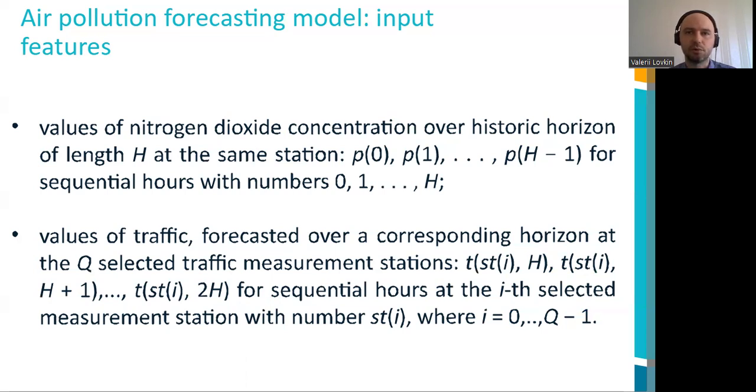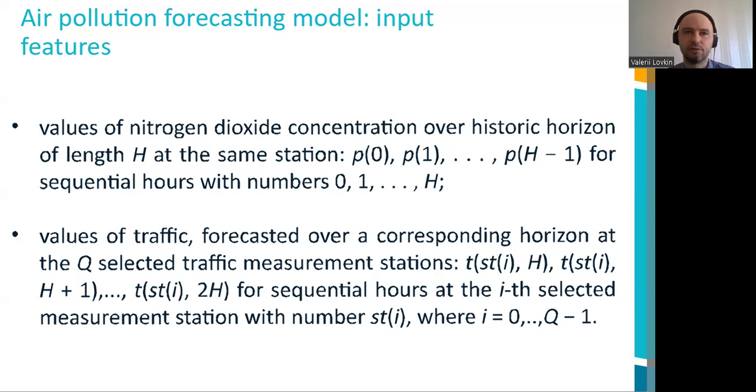In this study, it was proposed to use feature selection method based on decision tree ensembles created by random forest method. It allows to get the most appropriate traffic measurement stations for each air pollution measurement station. The main idea is to select a subset of traffic measurement stations with the biggest impact on concentration of nitrogen dioxide at certain station based on the historic dataset. When this subset is selected, forecasted values of traffic for the next hours should be used. These hours are the same as target hours.